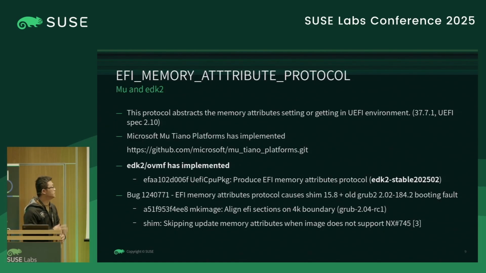Okay, then extending the topic. So now we know we need to support NX, but in many cases, because we are a bootloader, we need to load the code to one memory region before jumping to the code in that region. So we still need to allocate memory that is writable before we set it to read only. So we need a protocol to let us set those attributes on the memory region.